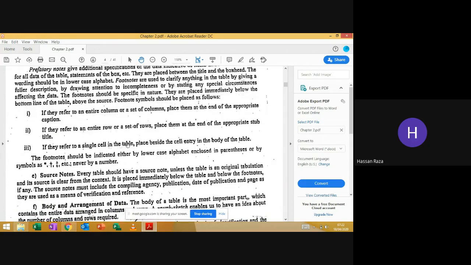If they refer to a single cell in the table, place them beside the cell entry in the body of the table. So it means that there are three types of entries: columns, rows, or a single entry. If they are going to represent a certain column or the total columns, we will place them at the end or below the column. If they are going to represent rows or a certain row, we have to add the footnote at the end of the certain row or complete rows. And if the footnote is just for a single cell entry, we will place the footnote beside the cell entry. And the footnotes will always be in lowercase alphabet enclosed in parentheses.